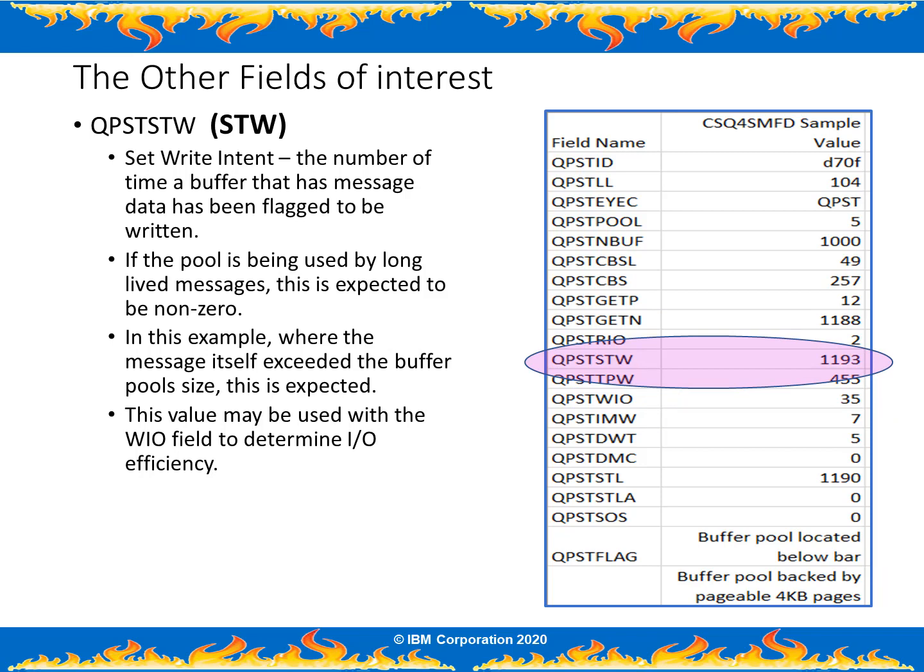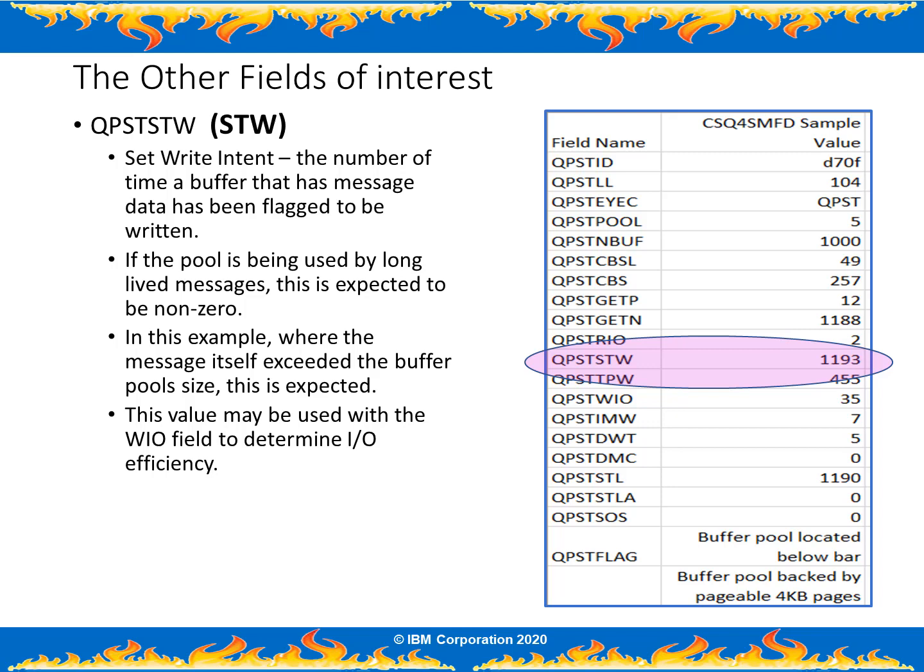QPST-STW is mentioned in the Knowledge Center as part of an I/O efficiency calculation, but the field itself is not defined. It is the count of pages that are dirty. They have data on them and they are slated to be written by the deferred write processor. Frankly, for the purposes of performance tuning, I generally ignore this field.